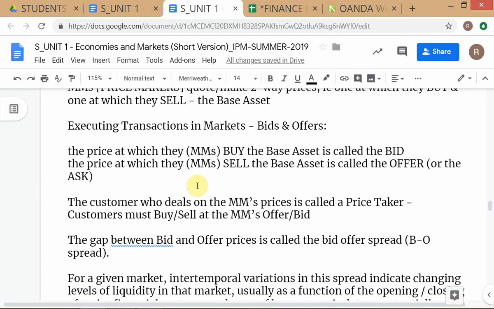And any customer who's dealing with the market maker is the price taker, okay, or the customer or the price taker. So he has to deal on the market maker's terms. Okay, so therefore he will always get the worst of the two prices. So if he wants to sell, he'll have to sell at the lower price. If he wants to buy, he'll have to buy at the higher price. In other words, to be more specific, if the price taker wants to sell, he will have to sell at the market maker's bid or offer.